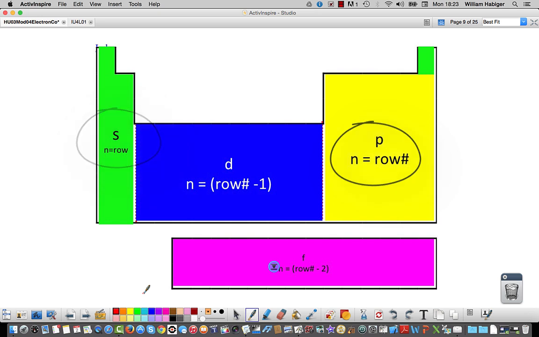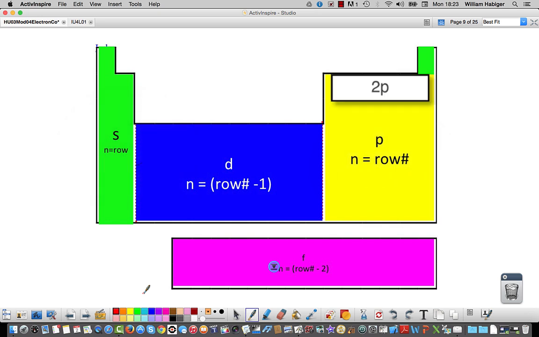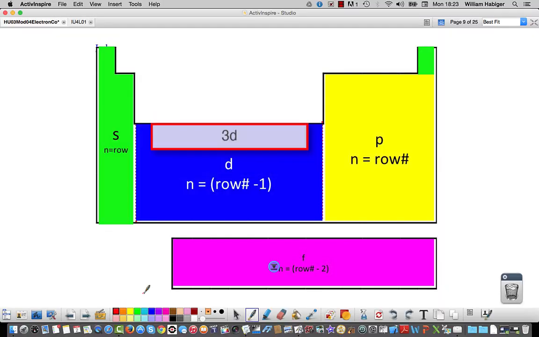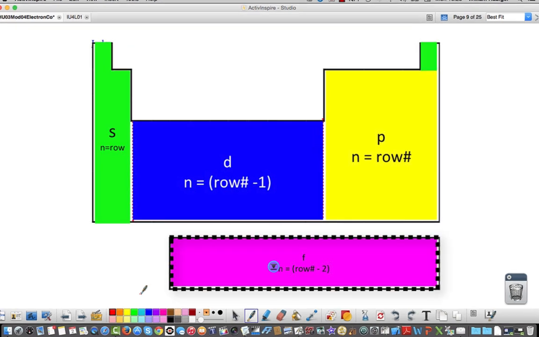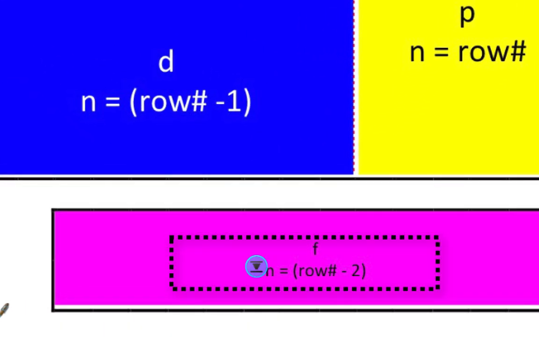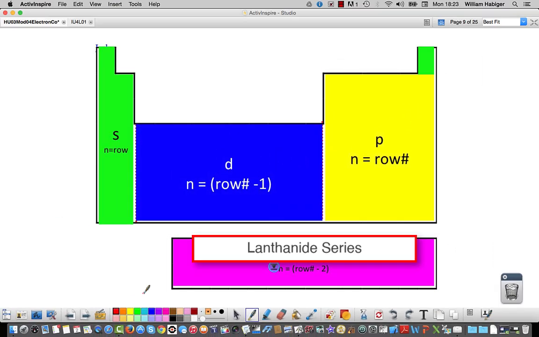So if you look at the elements 5 through 10 on the periodic table, that would represent the 2p subshell. In the D block, N is equal to row minus 1. Since the top row of the D block is in row 4, it represents the 3d subshell. In the F block, N is equal to row minus 2. The top half of the part that is pulled out of the periodic table is known as the lanthanide series, and it represents the 4f subshell, since it is pulled out of row 6.